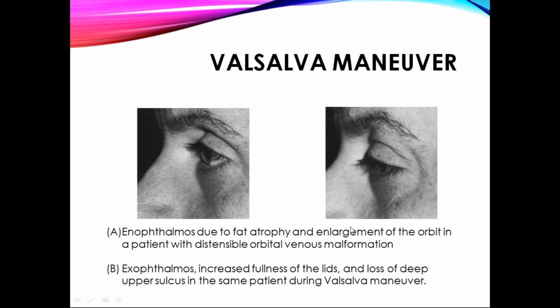Venous malformations are nothing but the veins present in the orbit, the superior ophthalmic vein, inferior ophthalmic vein, all these veins start to get dilated, just like varicose veins. So these patients are likely to develop proptosis only when they perform the Valsalva maneuver. When they hold their breath for some time, the eyeball protrudes.